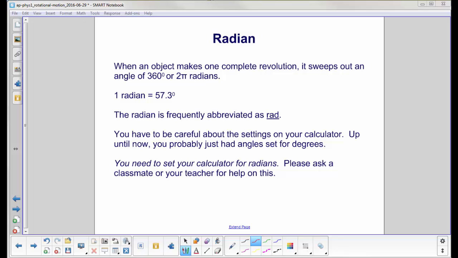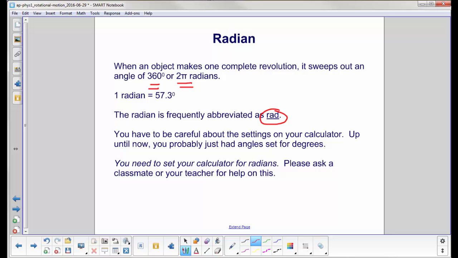To summarize before we move on to our problems, when an object makes one complete revolution around a circle, it sweeps out an angle of either 360 degrees or 2 pi radians. When you do the division, you find out that 1 radian is 57.3 degrees. We abbreviate the radian as rad, R-A-D.